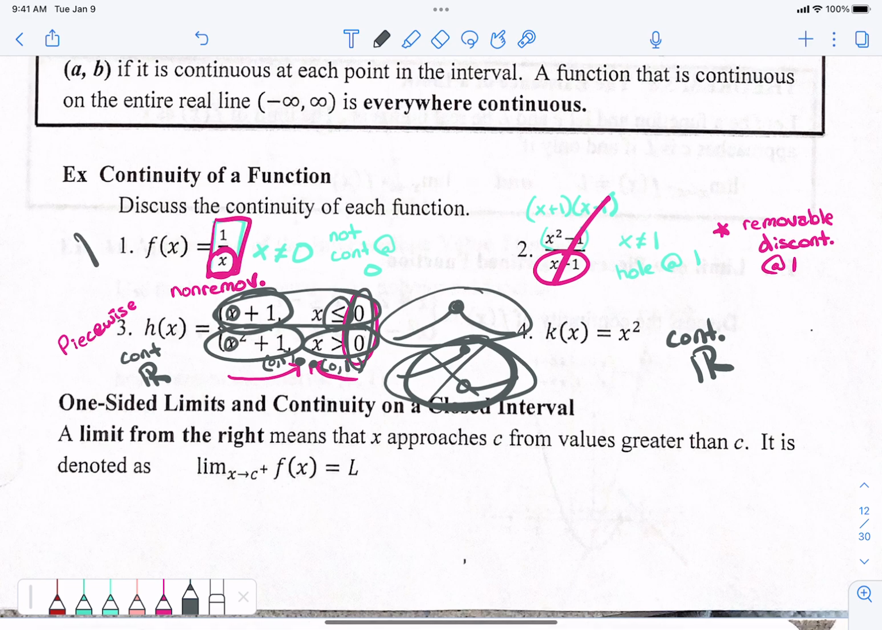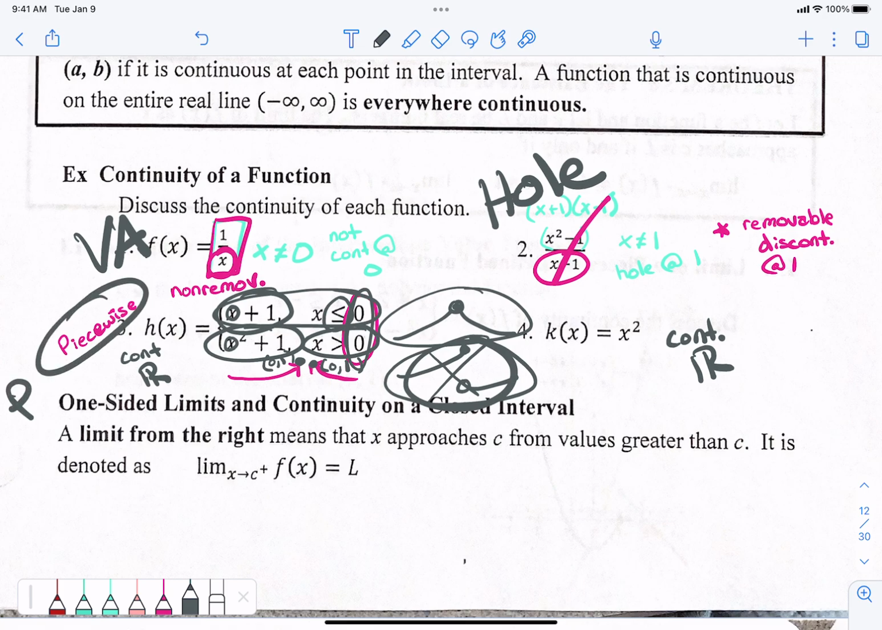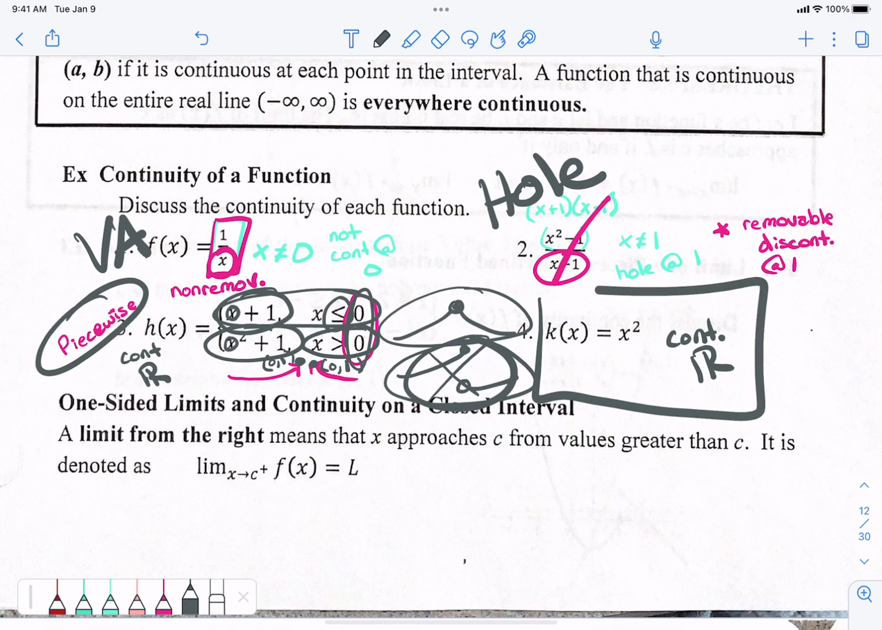We had an example of a VA. We had an example of a hole. We had an example of a piecewise function, right here. Those are the three things that make a function not continuous: VAs, holes, and piecewise functions. If it's just a normal function like x squared, it's going to be continuous everywhere, right? So if it's anything other than a VA, a hole, or a piecewise function that has a jump, it's going to be continuous everywhere. Make sense?